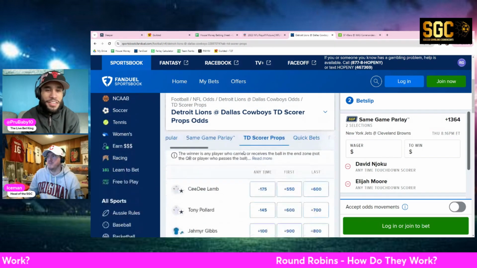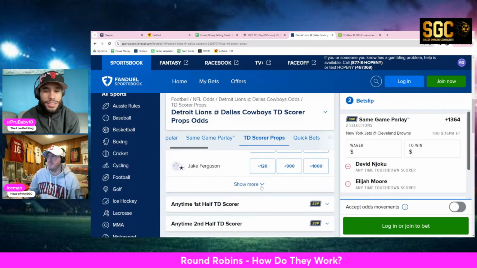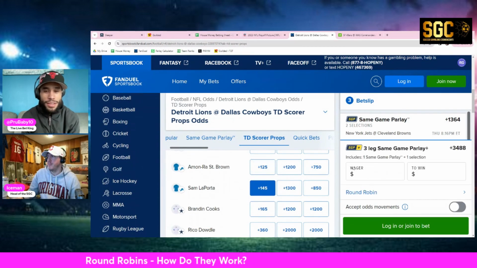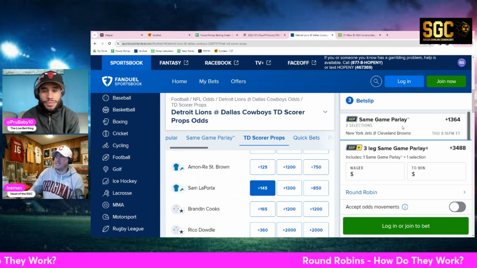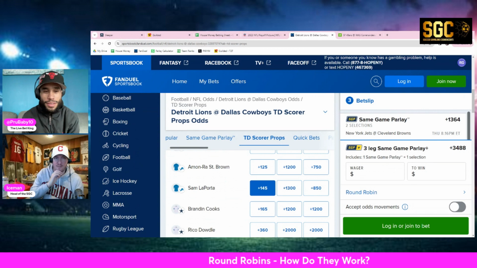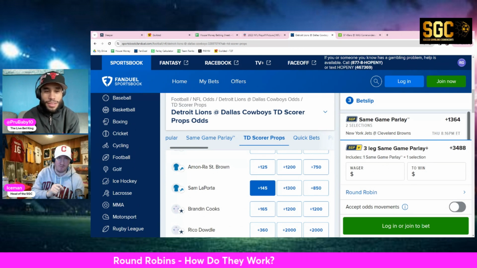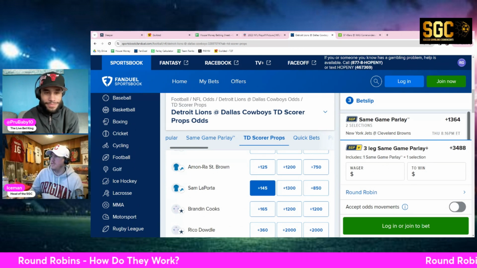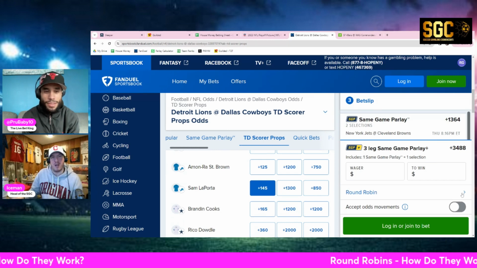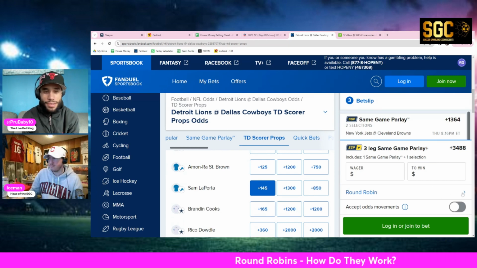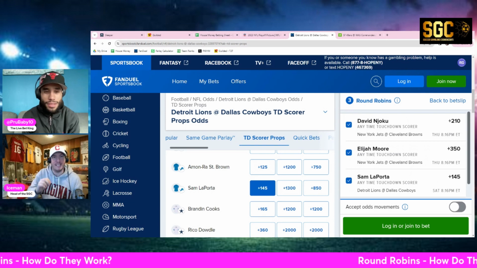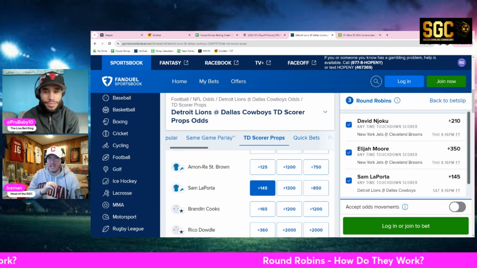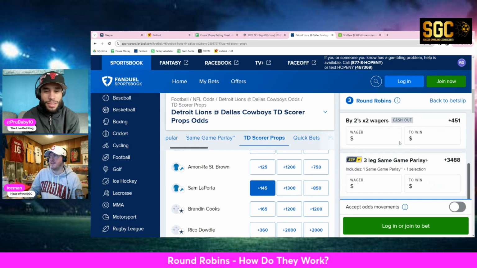So on to Detroit. We're looking for Sam Laporta at plus 145. We'll add him in there. And what you see here now, the key difference, remember with DraftKings, they didn't offer us the option to round robin when we had these 3 picks alone. FanDuel will allow you to round robin these picks. And the round robin option here is going to allow you to round robin these 3 selections as 3 individual bets. Right. Because you've moved on. It's now not a same game parlay.